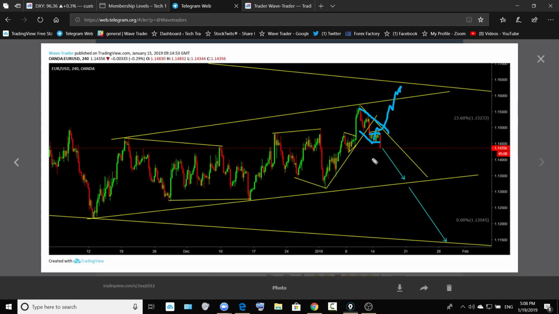So we did not see that. We went short on the euro dollar for downside. We have seen that correction and another correction after that. All right.